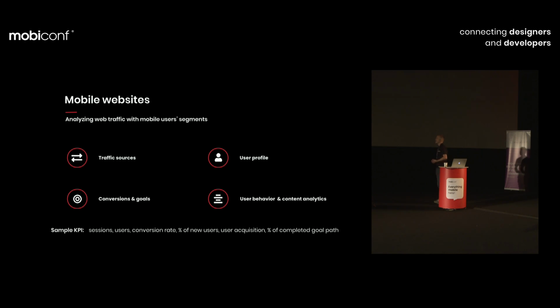And last but not least, you probably analyze content. You analyze if your website content, blog posts, product cards, and so on, are interesting for users. This can also be a good insight and answer for the question of whether we need a mobile app for our business. Here are some simple KPIs which can be analyzed in this section: sessions, users, conversion rate, percent of completed goals, percent of new users, and so on.